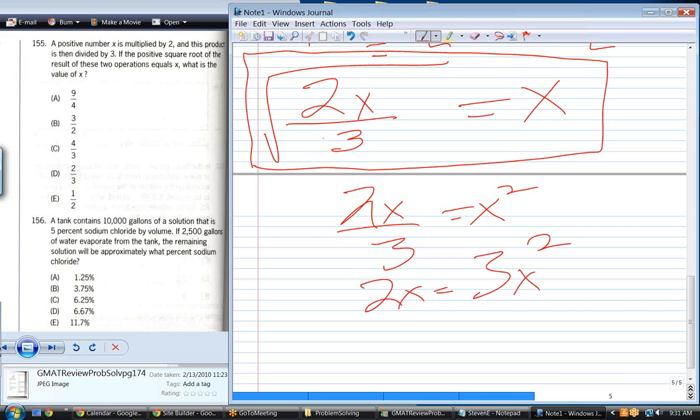Divide by x. Okay, that's okay in this problem because there's no 0 as an answer. That's in general a dangerous step to do, but it'll actually work pretty easily here. It's a good shortcut. 2 equals 3x. x equals 2/3. So the algebraic approach was actually pretty quick.